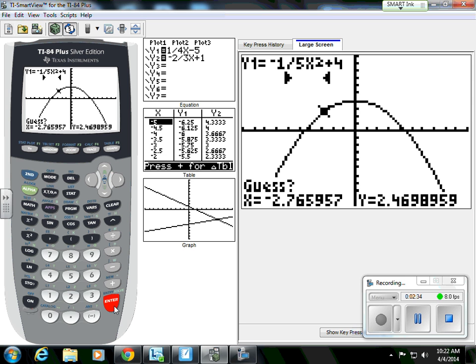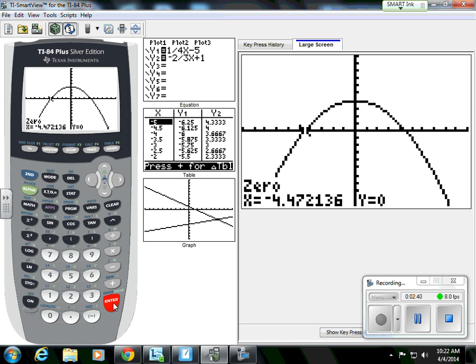And it says guess. Yes, I do want it to find out exactly where that is. It's an amazing guesser. And I'm going to hit enter, and I find that 0 is located at negative 4.47, etc. You cannot find these exact zeros by using that trace function, which some students want to use. Now, we're also going to have to find the other one over here.